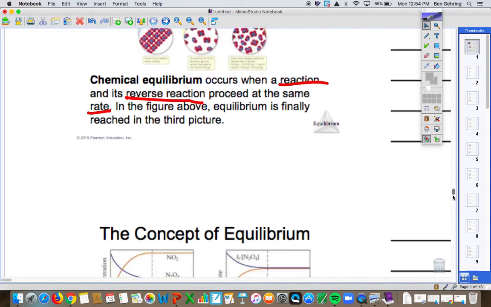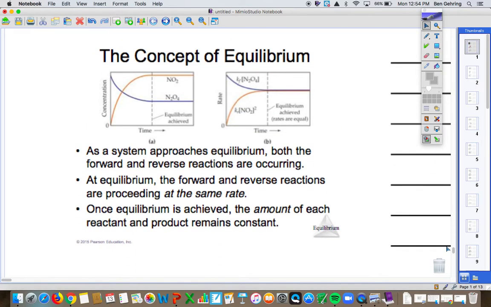So the idea of equilibrium is that both the forward and reverse reactions are happening at the same time. And so when you get to equilibrium, the forward and reverse reactions happen at the same rate. So the same amount of product is becoming reactant as reactant becoming product. And this happens because both of these reactions are happening. Once you've achieved equilibrium, your amount of product and amount of reactant stays the same.